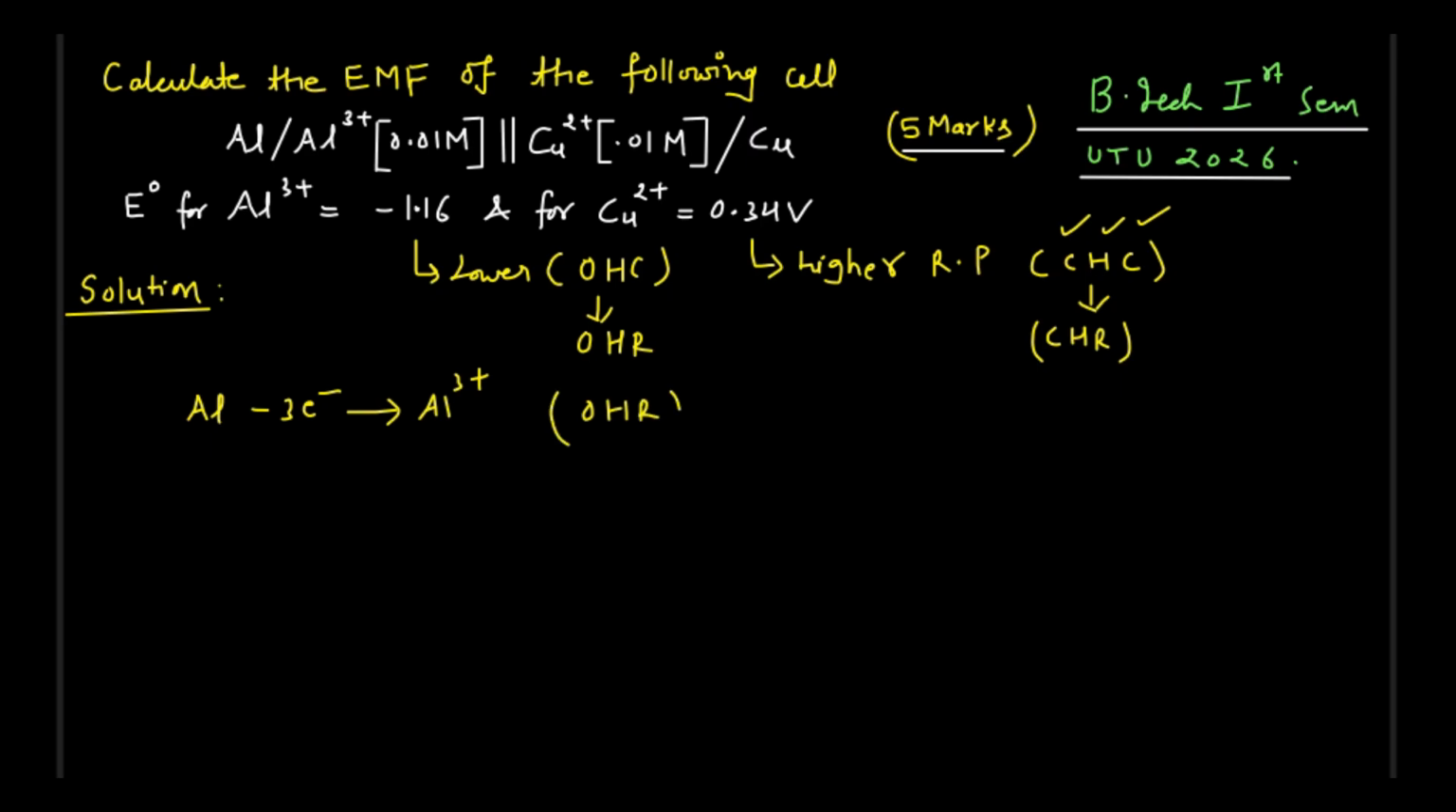Then you have the reduction half reaction, where your cupric ion will consume 2 moles of electrons and get deposited on the electrode as solid copper. So this is your reduction half reaction. Because in the first case the oxidation state of aluminium was 0, and it has increased its oxidation number by 3 units, and you know according to the modern definition, an increase in the oxidation number is oxidation. That's why it is the oxidation half reaction.